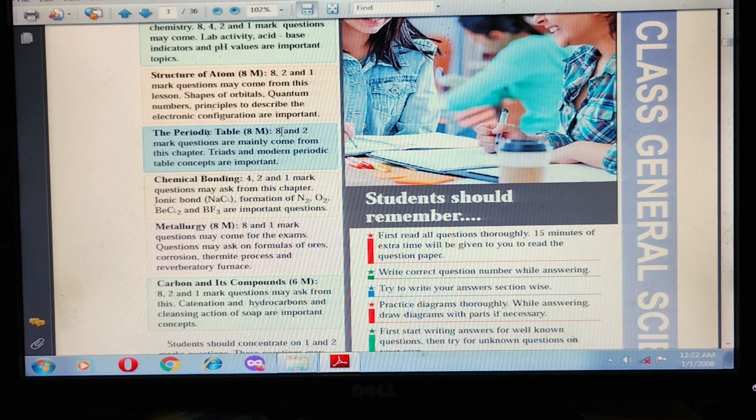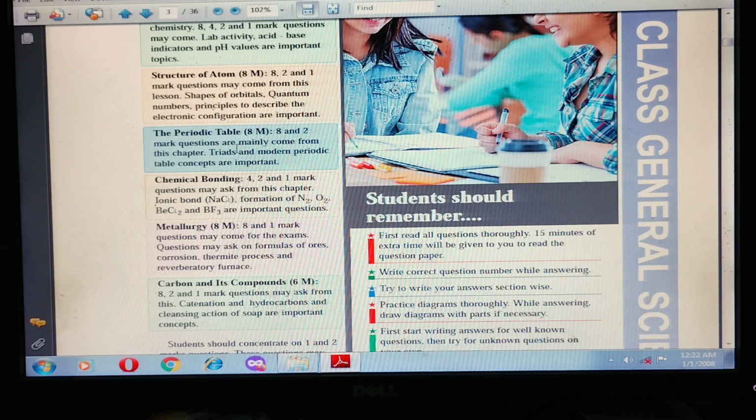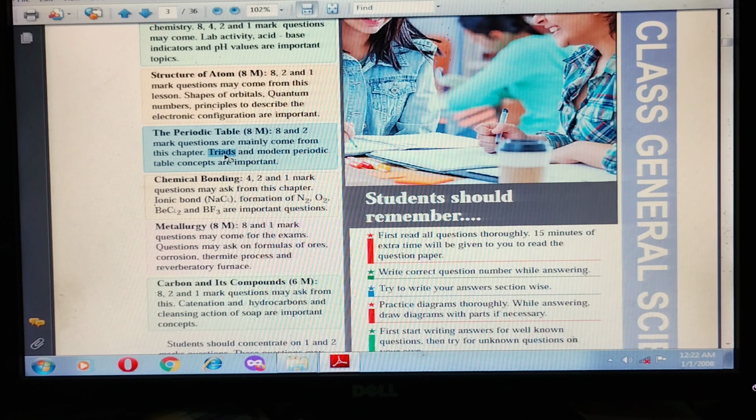So chances are there for 8 marks or 2 marks questions mainly from this chapter, triads. Already I uploaded one video about Dobereiner's law of triads and how to remember the elements present in the triads, so students are requested to focus on these triads.